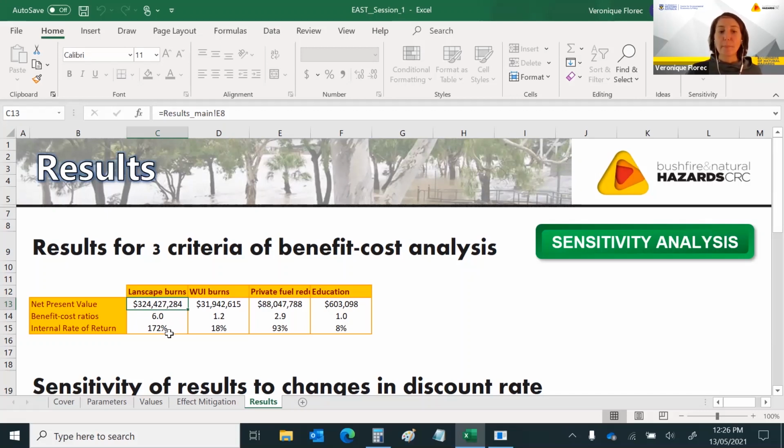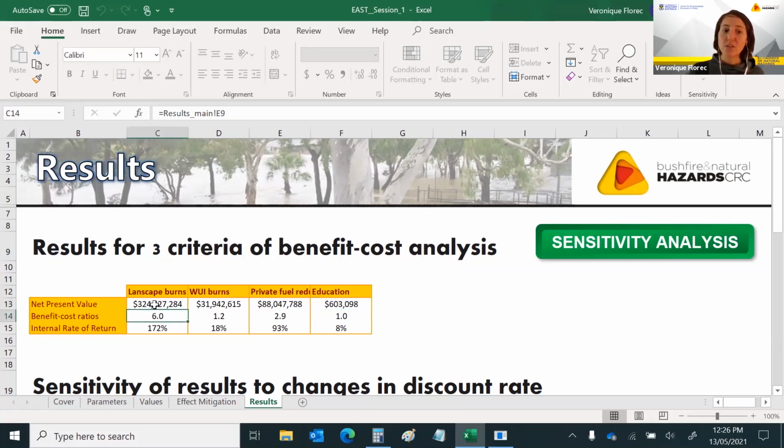So net present value gives me these results. If I was going to rate my mitigation options, I will go first for the landscape burns, thinking these are the ones that generate the highest benefits. Then the private fuel reduction is the next one. Then it's the wildland urban interface burns, and then the education. It's the same with the benefit cost ratios.